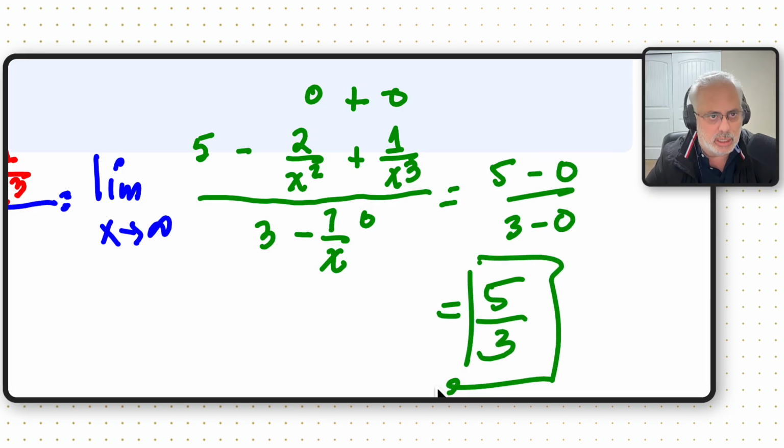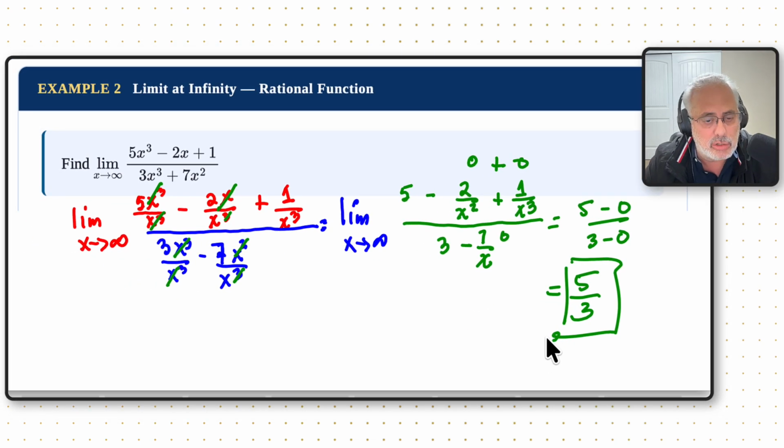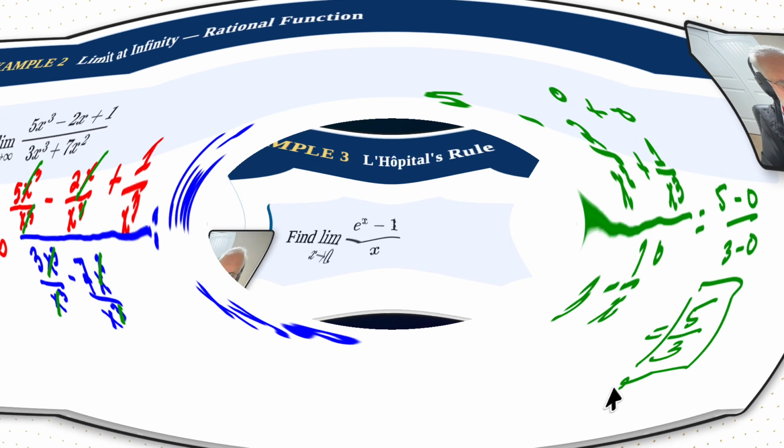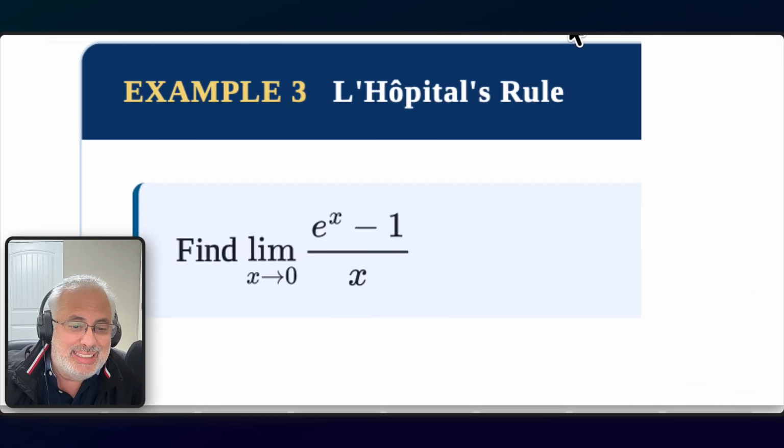Beautiful and well done. Limit at infinity with rational function. Think about the dominant terms and divide everything by it. What happens when we have a situation like this?